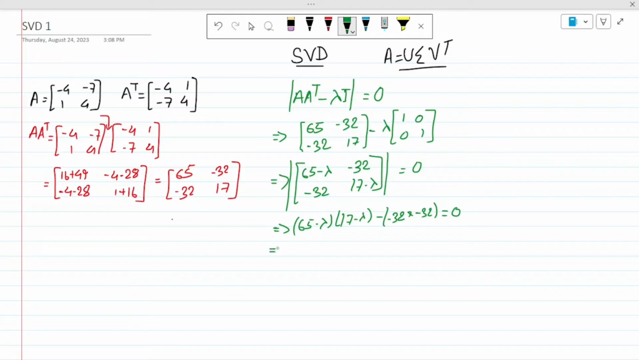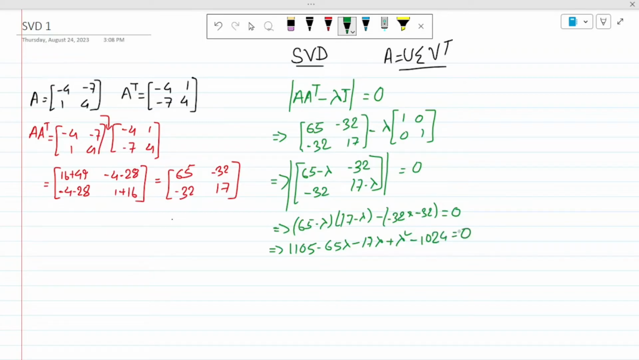Now if we simplify this equation, what do we get? 65 into 17 is 1105. Then 65 into minus lambda will be minus 65 lambda. Then minus lambda into 17 will be minus 17 lambda. And then minus lambda times minus lambda will be plus lambda square. Then here you have minus 32 into 32 will be 1024.